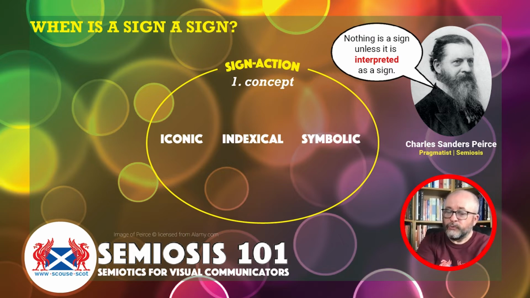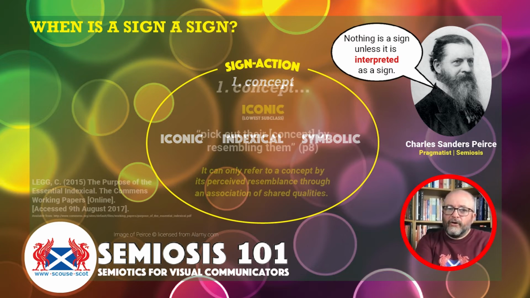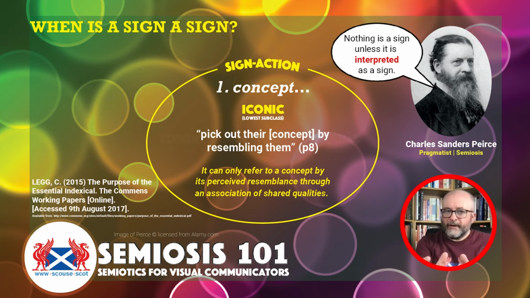And it helps the target audience interpret the concept, and that's where I'm getting to with this. So let's explore these things. What do we mean by these things? Well, iconic is the lowest subclass of how to represent the concept within semiosis, within semiotics. The iconic, think of it as the fundamental building blocks from which great design and great illustration can be built upon.